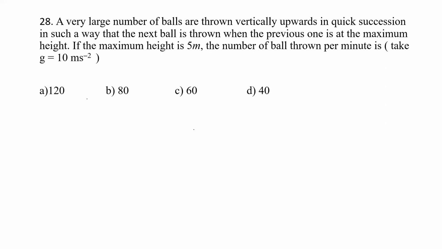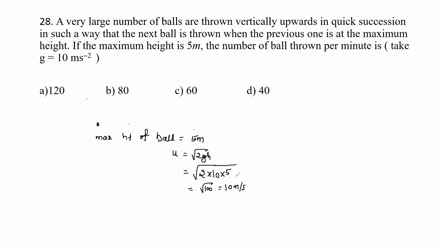Okay, so here we need to use the maximum height formula. Maximum height of the ball is equal to 5 meter. U is equal to root of 2gh. This is equal to under root of 2 into g value is 10 into height, which is 5. This is equal to 20 into 5. So 20 into 5 is 100. So it is root of 100. So root of 100 is 10 meter per second. The initial velocity is 10 meter per second.